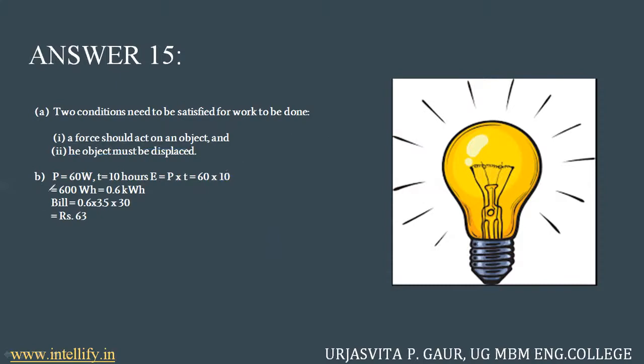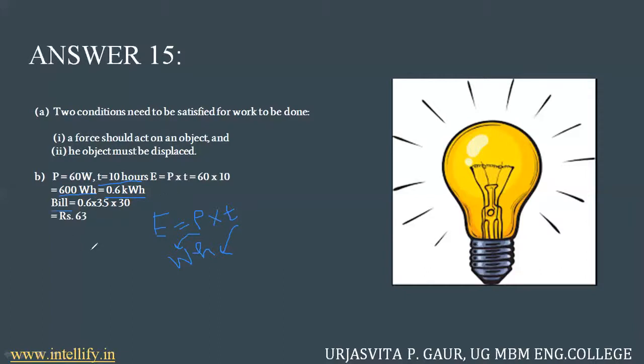Now the second part says that a power is given to us to be 60 watts for a bulb like this. And then it says the time for this is 10 hours. You can easily calculate energy by the formula of power P into time T. That makes it 60 into 10, and the unit is watt hours. Watt is the unit of power, and T has its unit as hours. So this comes out to be 600 watt hours or 0.6 kilowatt hours.